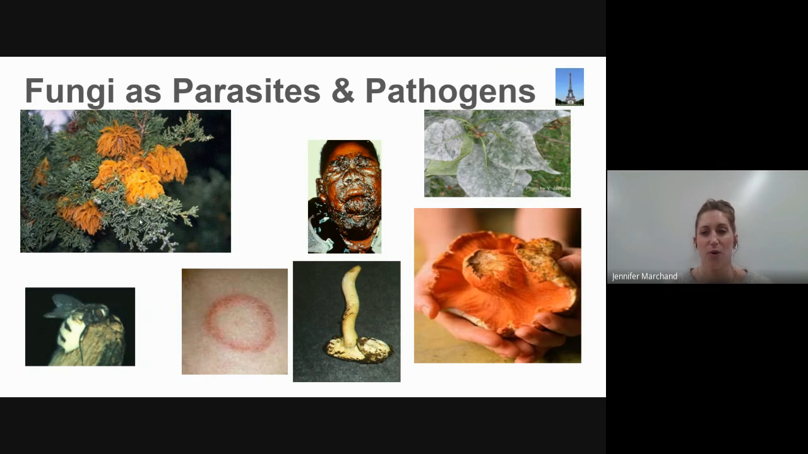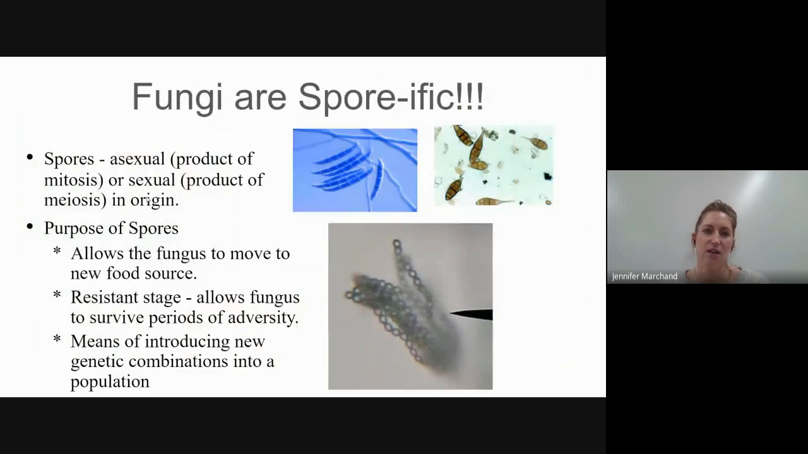Then there's parasitic fungi or pathogenic fungi. So here you can see it's attacking someone's face. That's not great. This is ringworm. So ringworm is actually a type of parasitic fungi. And then up here you can see it attacks different plants. It makes it so they're unable to grow. Same here with some type of pine tree. All different kinds of fungus there.